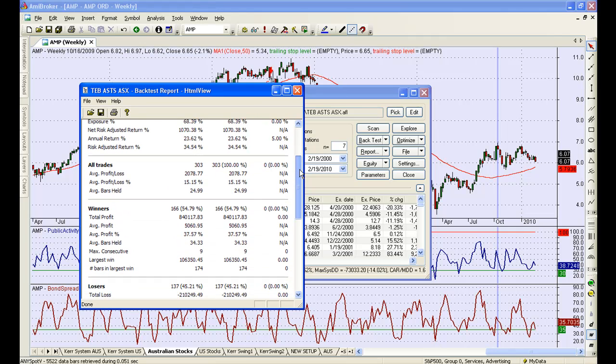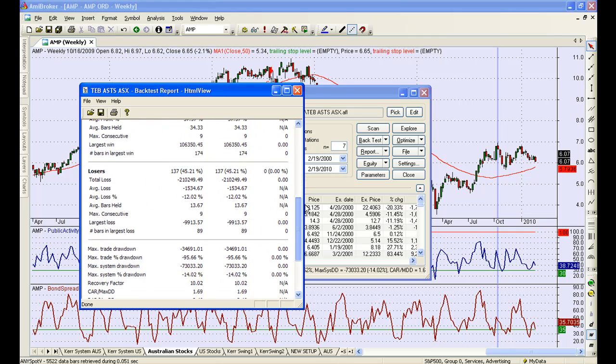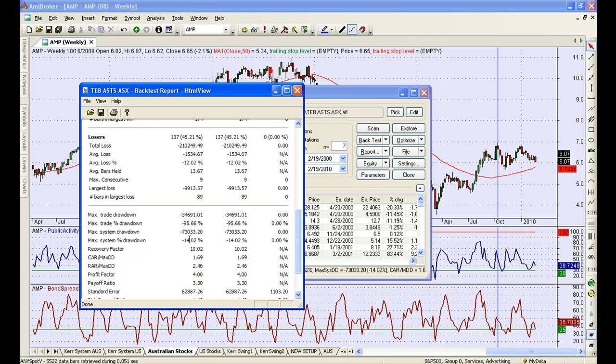Okay, so the average annual percent return is 23.6. There are 303 trades, so about 30 a year. 55% of those are winners. And I think a key factor here is the maximum system drawdown is 14%. So at no time do you lose more than 14% of your equity.